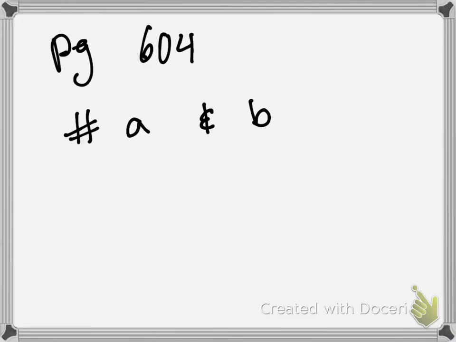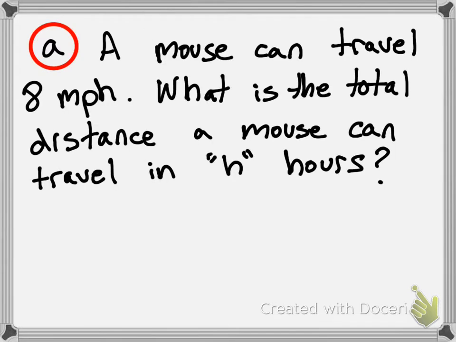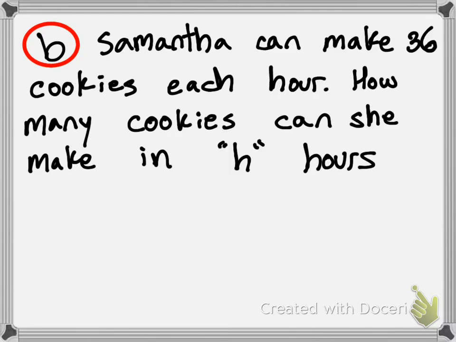Now, on page 604, do A and B. So, a mouse can travel 8 miles an hour. What is the total distance a mouse can travel in h hours? Rocco. Perfect. D equals 8h. 8h equals D. Either way. Alinza. Samantha can make 36 cookies each hour. How many cookies can she make in h hours? Perfect. C equals 36h, h for the number of hours that she bakes.